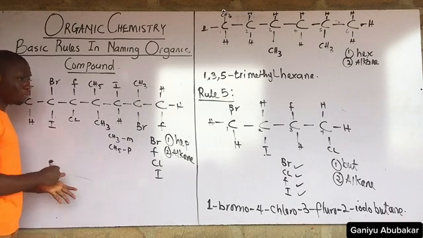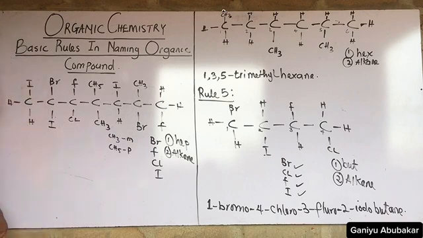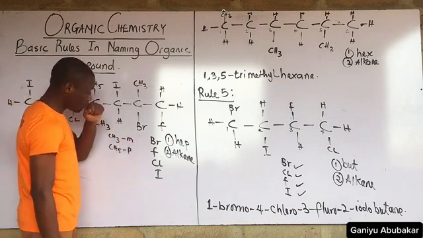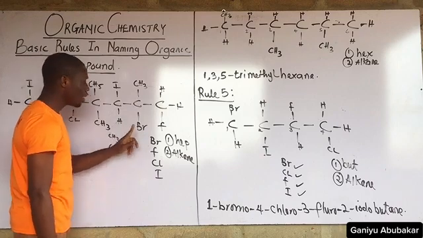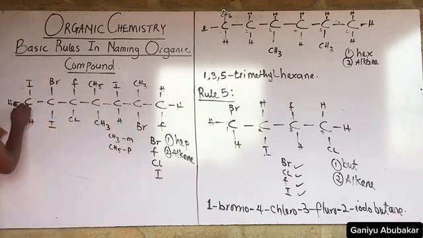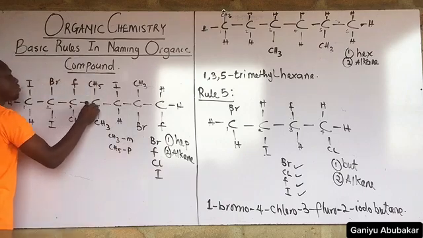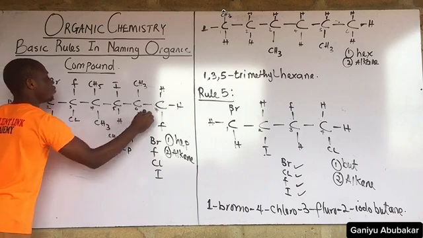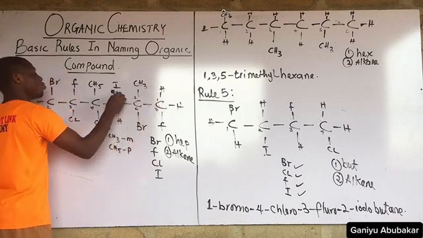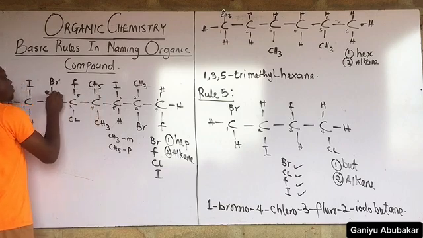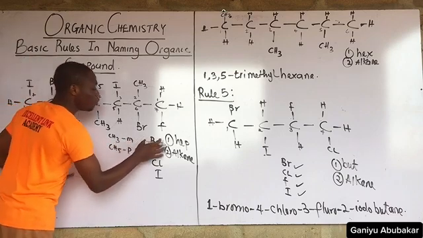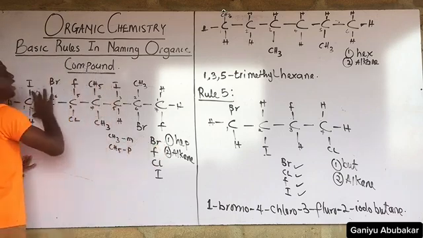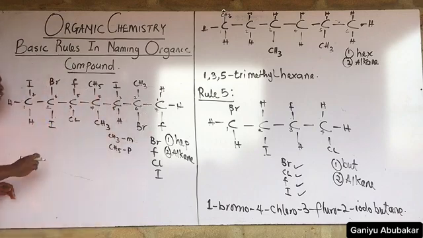For rule 3, I'll do my numbering, right? So doing my numbering here, I'll make sure I give the lowest possible number to bromine, because bromine is the priority here as the first inorganic substituent I'll be naming. So upper numbering 1, 2, 3, 4, 5, 6, 7. Lower numbering 1, 2, 3, 4, 5, 6, 7. Let's name this compound. Before that, we said I'm starting with bromine. So my priority is to take the lowest possible number for bromine.